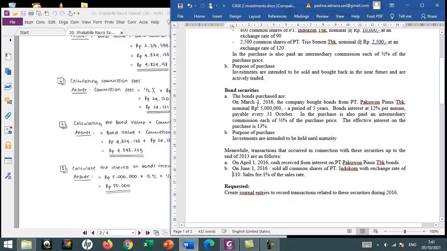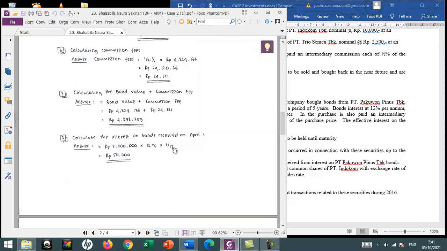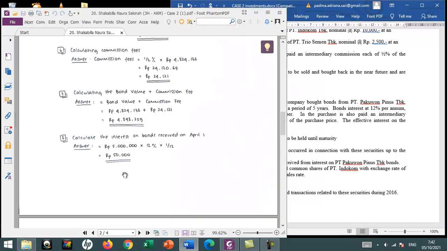How we count is, we see the purchase was on 1st March, so 1st March to 1st April is 1 month, right? One per the amount of months in a year, 12, times the nominal of the bond, 5 million, and the interest is 12%. So we found the interest of bond received on 1st April is 50,000.